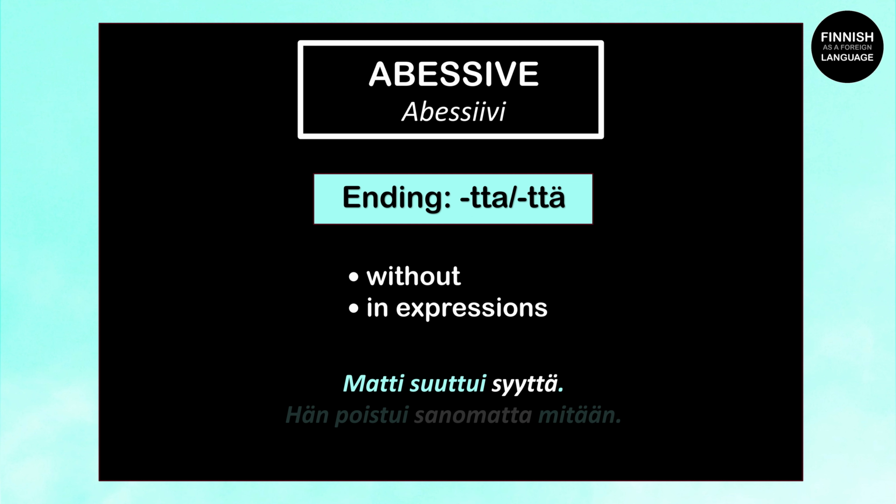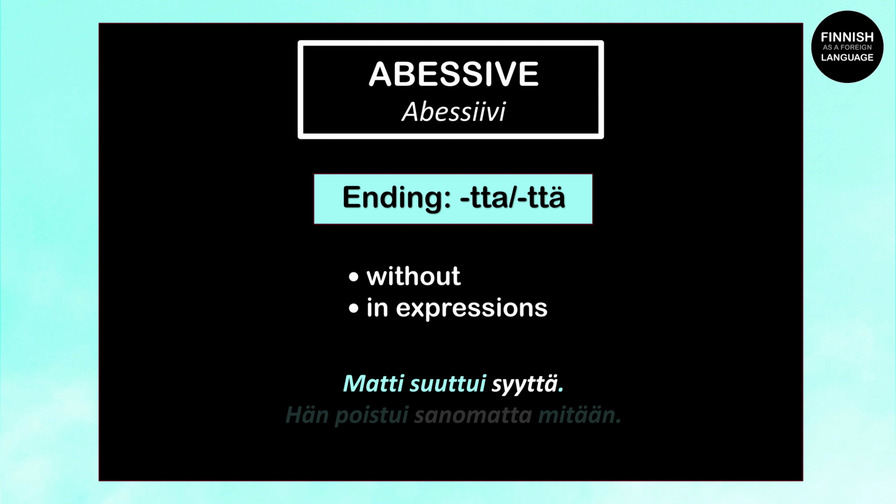Syyttä is the abessive case of the word syy, which means reason or cause. So when we see the -tta or -ttä at the end, and know it's the abessive case, then we know it means "without." So Matti got mad without a reason. Matti suuttui syyttä. And suuttui is the past tense of the verb suuttua, which means to get mad.